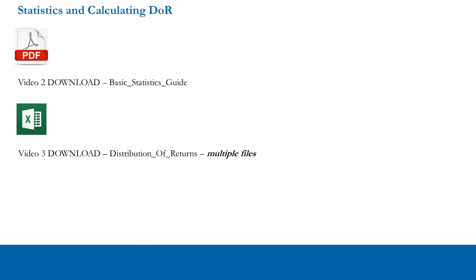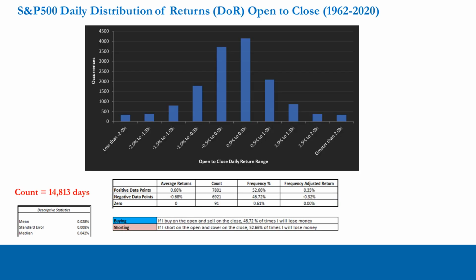And video 2 and video 3, the downloads there, basically help you with, firstly, in video 2 downloads, the basic statistics guide, bringing you up to scratch, bringing you to a standard of understanding in statistics to enable you to really understand the processes that pro traders use. And then in video number 3, calculating a distribution of returns. And we did that over a number of time horizons. But firstly, we did it on the S&P 500 to dispel some myths.